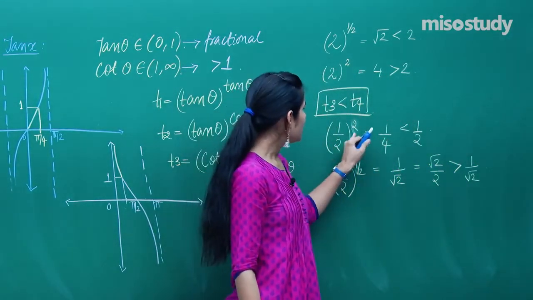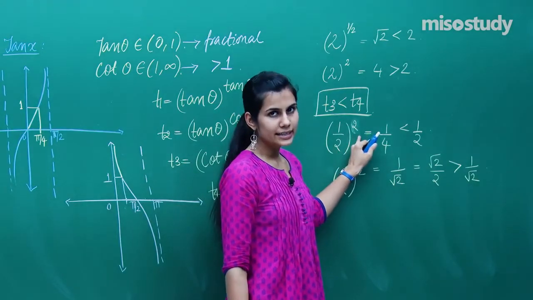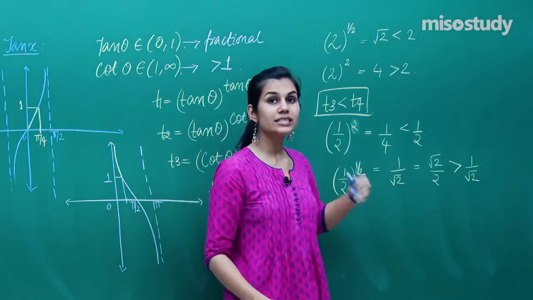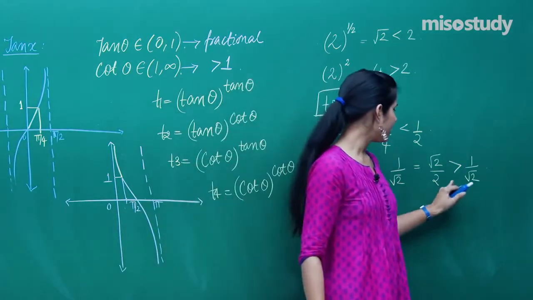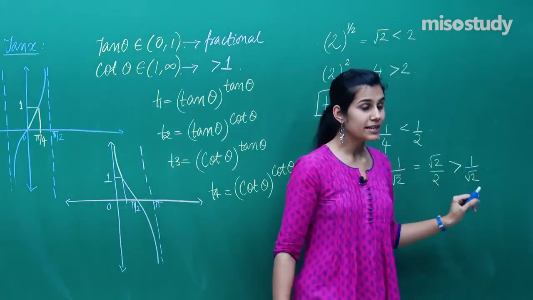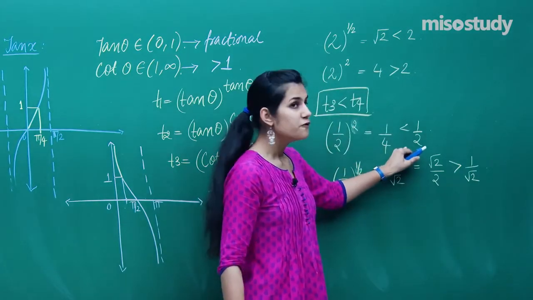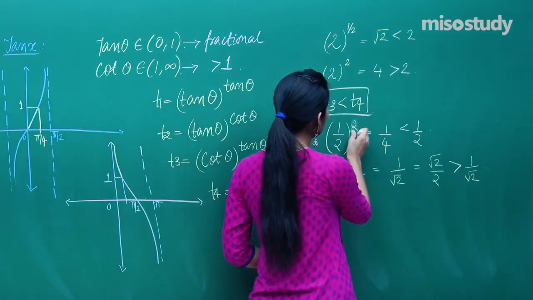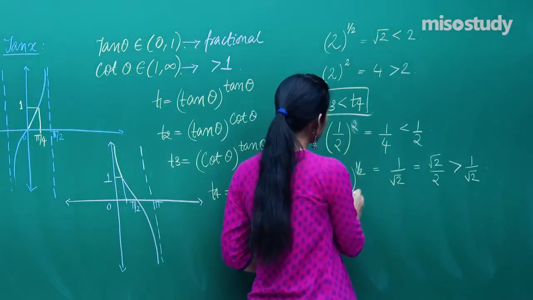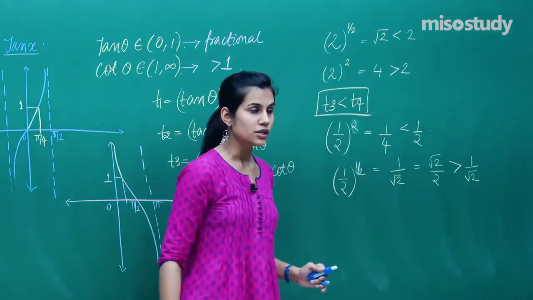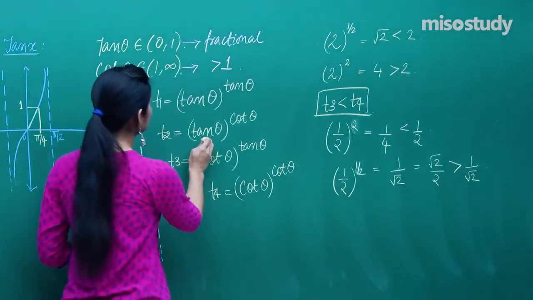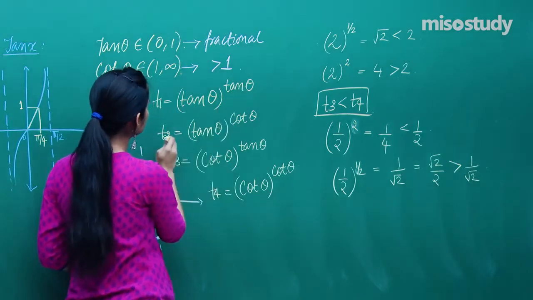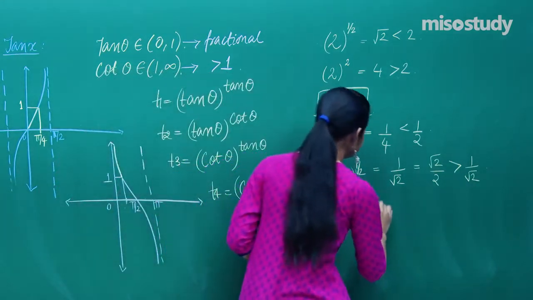That means fractional to the power number greater than 1 is reducing it and fractional to the power fractional is increasing it. Even this number will also be less than 1, but definitely it will be greater than fractional to the power number greater than 1. So you have fractional to the power number greater than 1 is less than fractional to the power fractional. So T2 is less than T1.